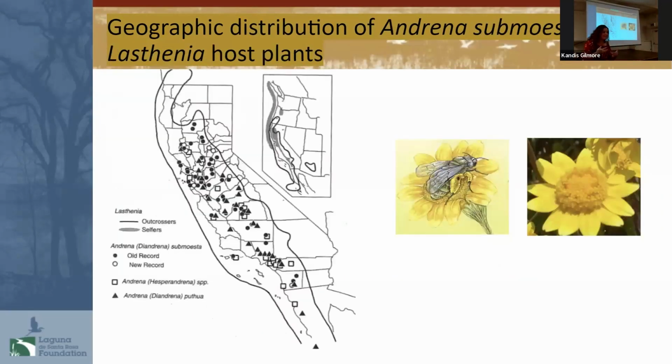And for Andrena sabinista, which uses Lasthenia as its host plants, they're also quite a bit more widespread. There are also a lot more Lasthenias in this state, spread out, and they have found the bees quite widespread throughout.